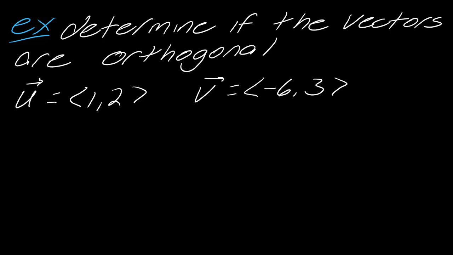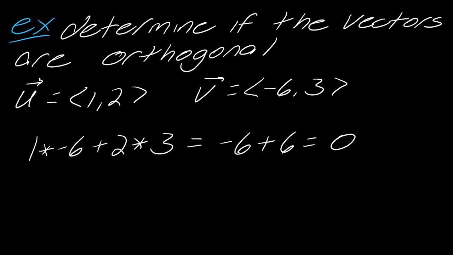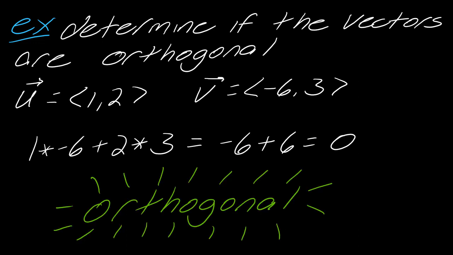All right, so let's determine if the vectors are orthogonal. All you have to do is find the dot product between them. So why don't you pause the video here and try that. All right, so here I am dotting it up, and I've got negative 6 plus 6. Oh, that equals 0. So what does that mean? Orthogonal.